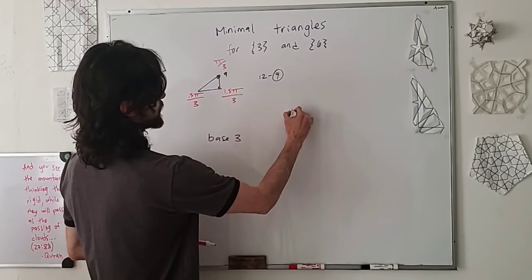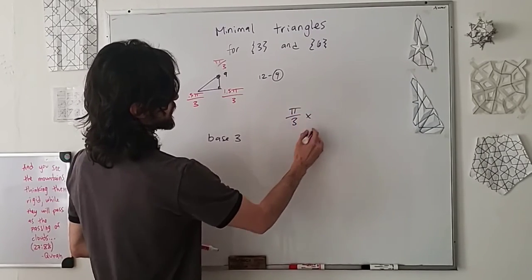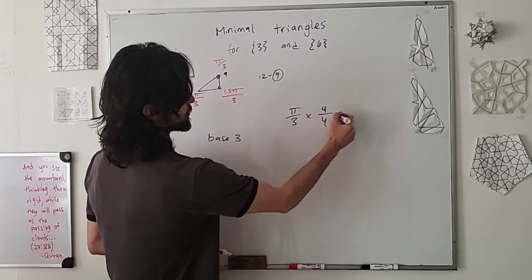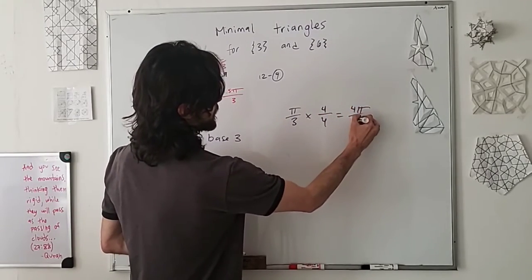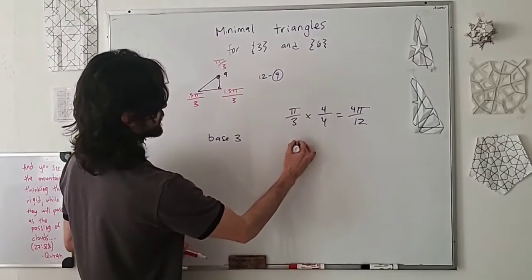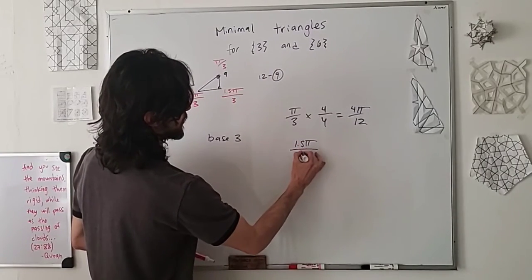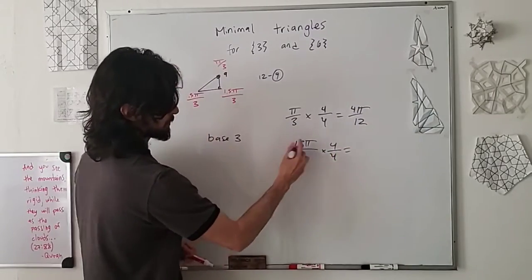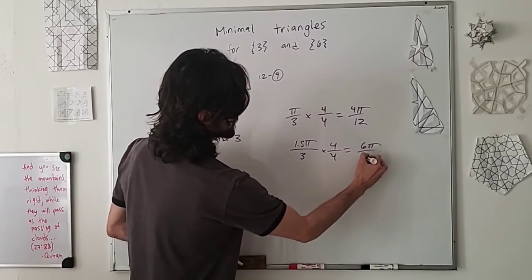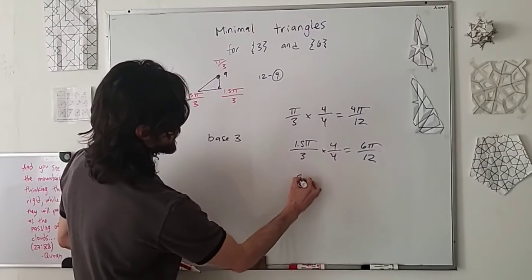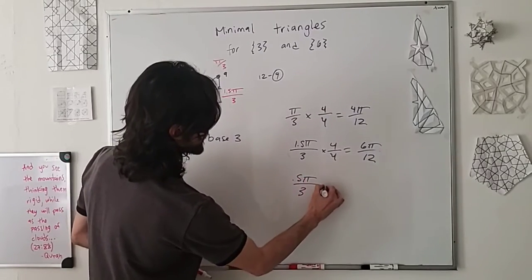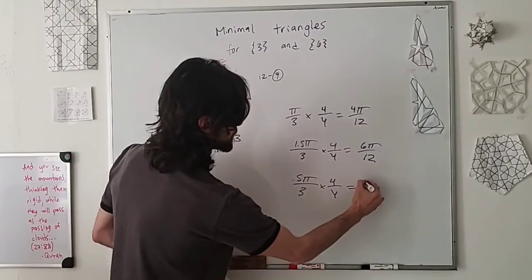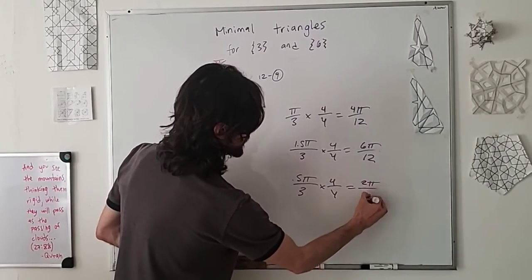So now we're going to take pi over 3 times, we've got to go to 12, so it's 4. So that's equal to 4 pi over 12. We have here 1.5 pi over 3 times 4 over 4. That makes it 3, that makes it 6 pi over 12, and then 0.5 pi over 3 times 4 over 4 is equal to 2 pi over 12.